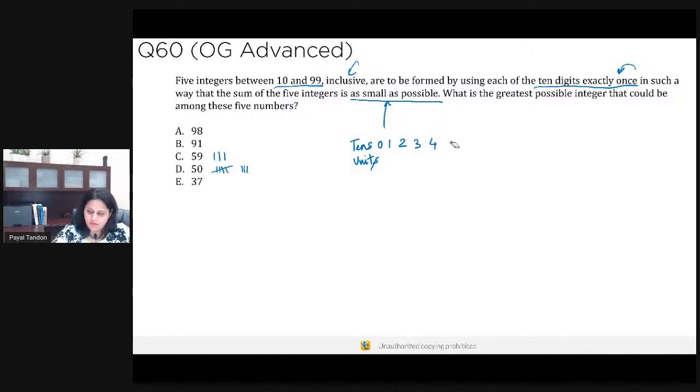Now, is there anything wrong with it? What I've selected is as small numbers as possible for the tens place. Is there something wrong with the possibilities that I've listed over here? Tell me. You can't have 0 in the tens.